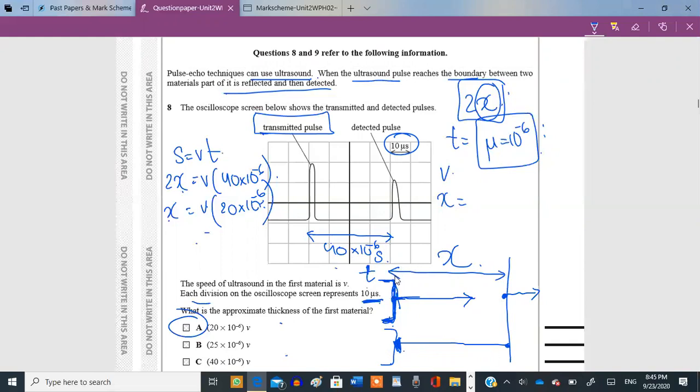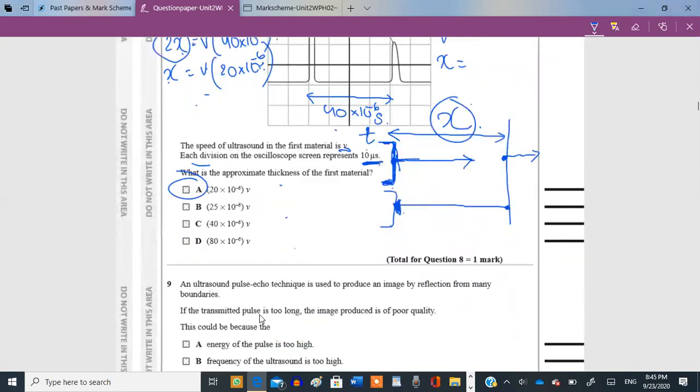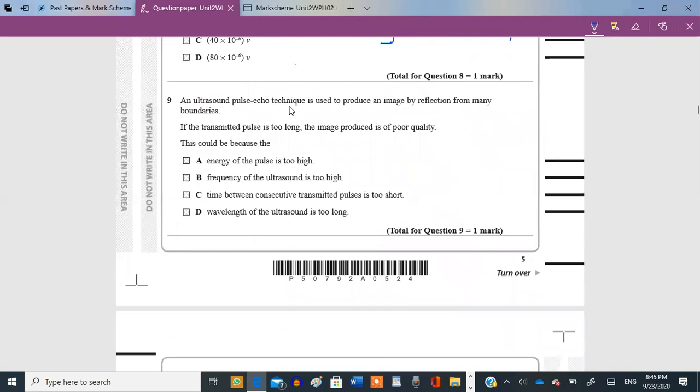So the distance that it covered is twice the thickness. If the thickness is x, total distance covered in that time period is 2x. s equals vt can be applied. The speed is v, and the time taken is 40 raised to the power minus 6. And so x turns out to be v into 20 raised to the power minus 6, option A. Clear?